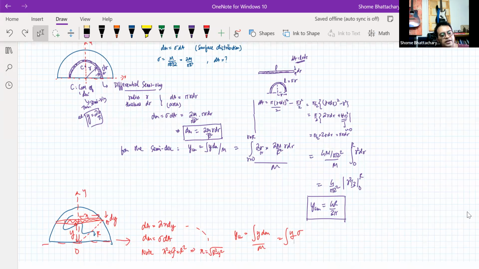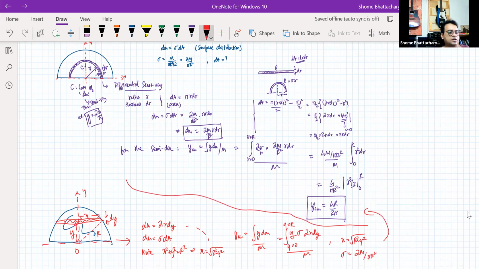Further, when you substitute x over there, this will go from y equal to 0 to y equal to R. In this x, you will have to substitute like this, and sigma you will have to substitute as 2m upon pi R square, and complete this integration. On doing that, this will give you the same result. So you can try this later. This is the alternate method, and take dm as thin strips parallel to the x-axis.